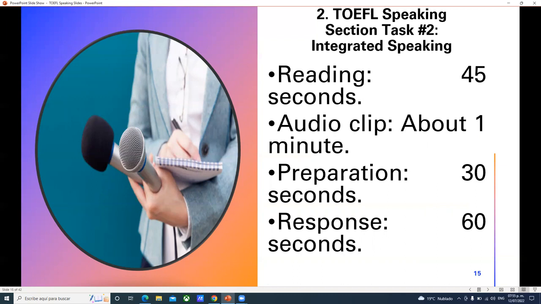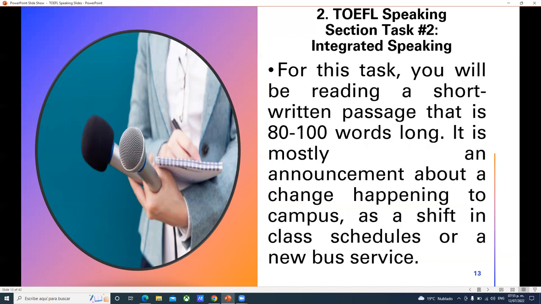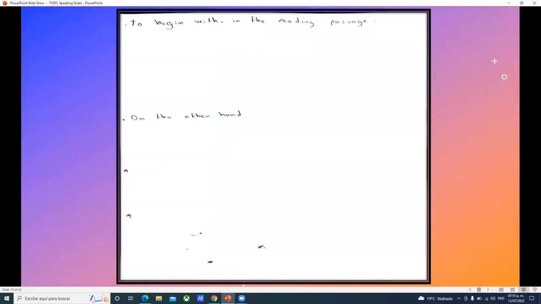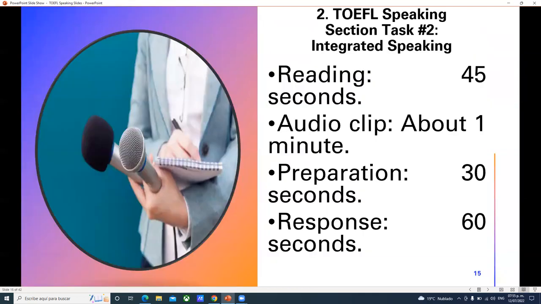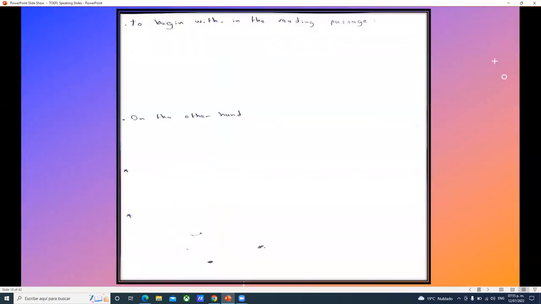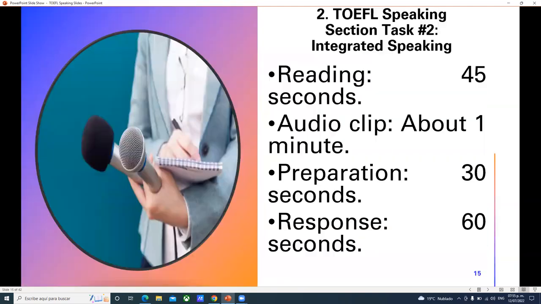In order to begin to fill your response, remember that you should always have this paper already organized this way, with the first phrase to begin with, the written passage on the other hand. In the 30 seconds of preparation, the only thing you're going to do is begin to fill these blank spaces with the information you received in the written passage and also in the conversation. And after that, you're going to have 60 seconds, that is to say 1 minute, just 1 minute to respond.